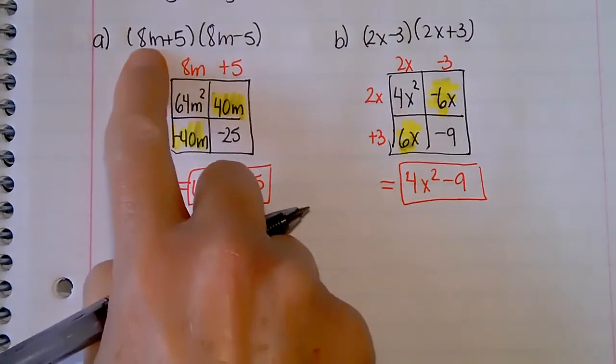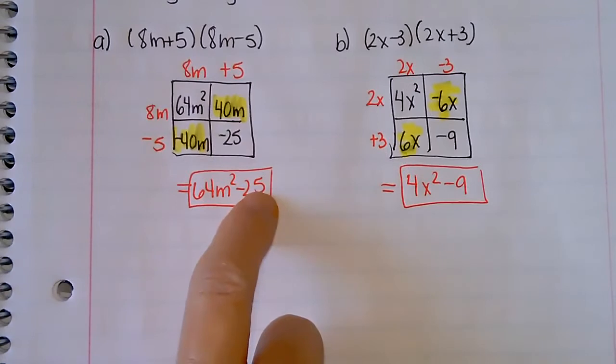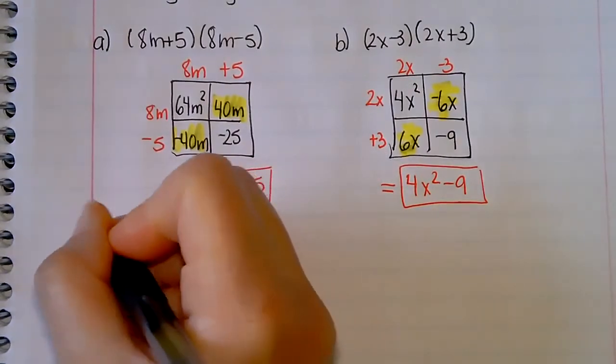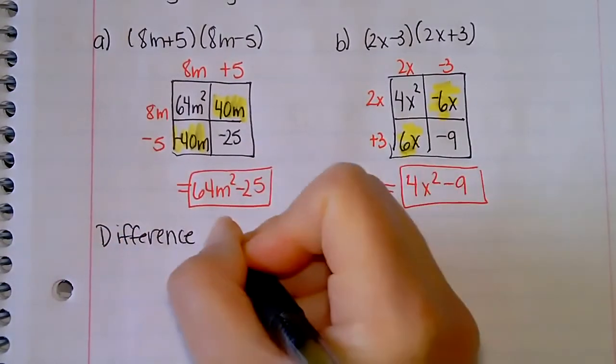So I squared this, I get 64m squared. I square 5, I get 25, and then you always have a minus. So let's write out again, difference of two squares. This one's going to be a little more generic.